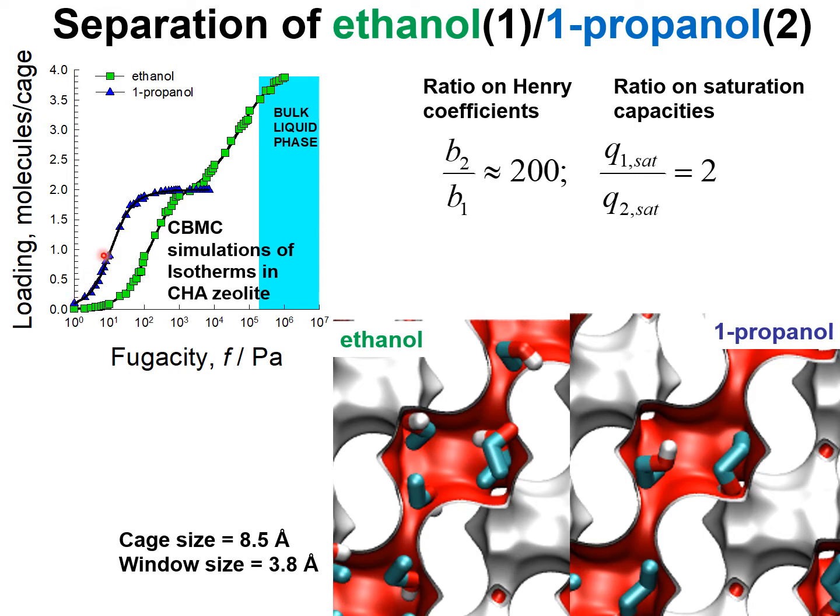The binding strengths of 1-propanol and ethanol, as quantified by the ratio of the Henry coefficients, is 200, whereas the saturation capacities of ethanol to that of 1-propanol is 2. So we have competition between binding strengths and saturation capacities. Let us see how that plays out.